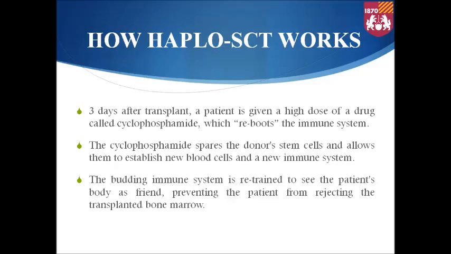The haplotransplant has some modifications of this process. The initial process that I just talked about is the same, but 3 days after a transplant in the haplo setting, we give the patient a high dose of a chemotherapy called cyclophosphamide. The reason for this step is to reboot the immune system. This cyclophosphamide chemotherapy spares the donor's stem cells and allows them to establish the new blood cells and the new immune system that we need. But at the same time, it retrains the new immune system to see the patient's body as a friend and prevents the patient from rejecting the transplanted bone marrow.